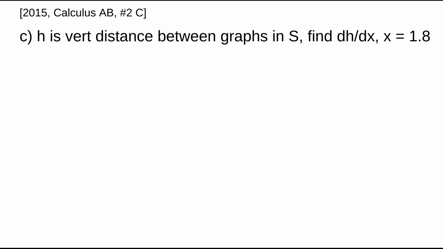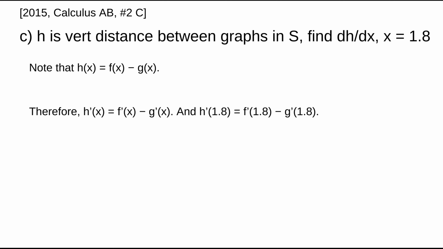In part C of the question, h is the vertical distance between the graphs that define region S. Find dh/dx when x is 1.8. So if h is just the vertical distance between the graphs in S, then h is just f of x minus g of x. And so h prime of x would be f prime of x minus g prime of x, and h prime of 1.8 would be f prime of 1.8 minus g prime of 1.8.